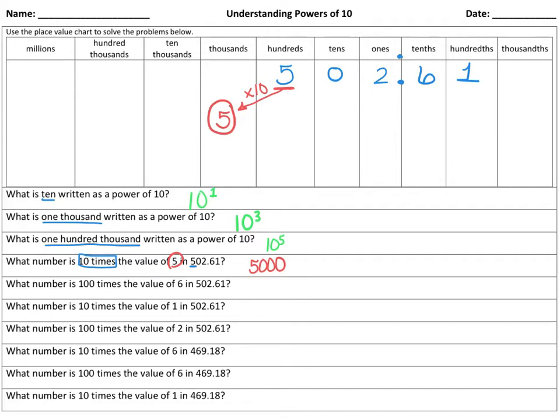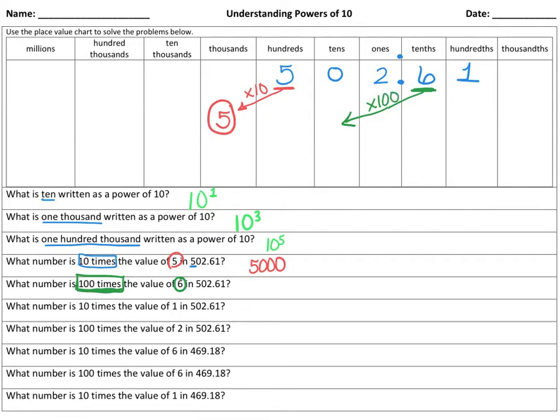Now let's read the next problem. What number is 100 times the value of 6 in 502 and 61 hundredths? So now we have 100 times the value of the 6. So let's look at the 6, and we are going to take it 100 times. So if we go over one place, that's times 10. But we need to go over 2 places to be times 100.